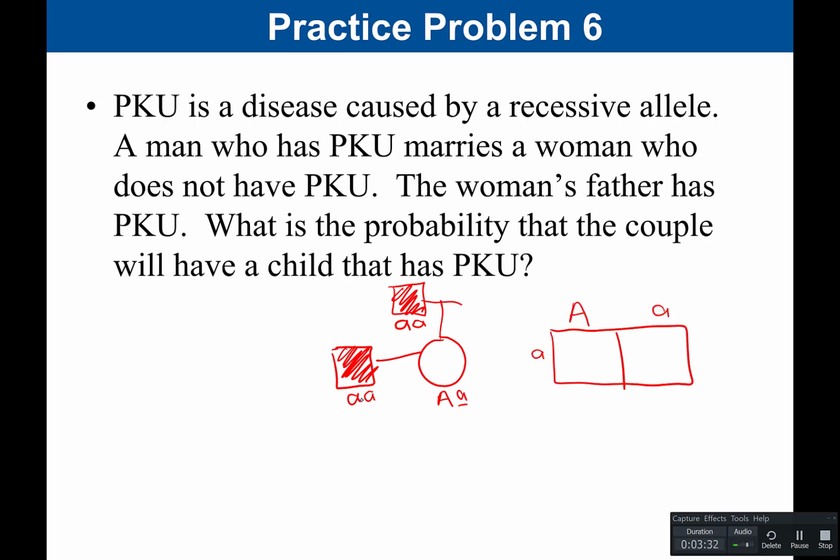The husband is little a. So if we fill out a Punnett Square for those two people, we have big A, little a from mom, and dad has the little a. And so now all we do is fill in our Punnett Square. When we fill this in, we have a 1/2 probability of having PKU. The little a is PKU. So 1/2 probability of having PKU. And this is how you would go about solving this type of problem.